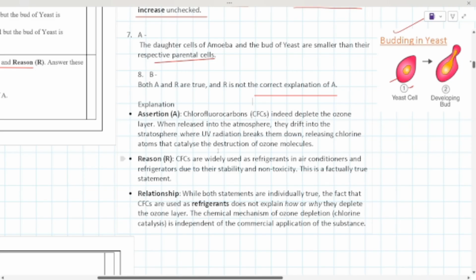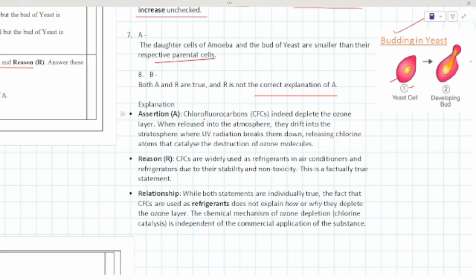See here, the explanation. Assertion: CFCs, chlorofluorocarbons, that is the full form. They deplete the ozone layer when released in the atmosphere. They drift into the stratosphere where UV radiation breaks them down, releasing chlorine atoms that destroy the structure of ozone molecules.